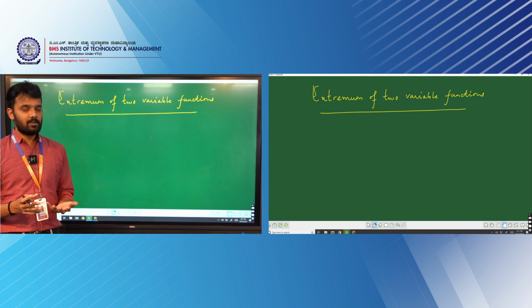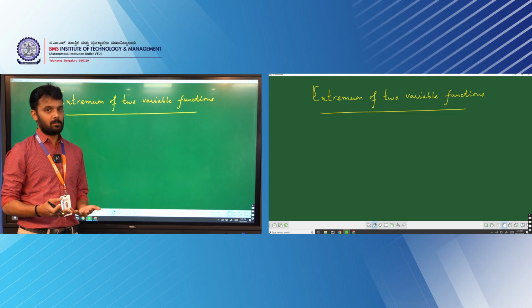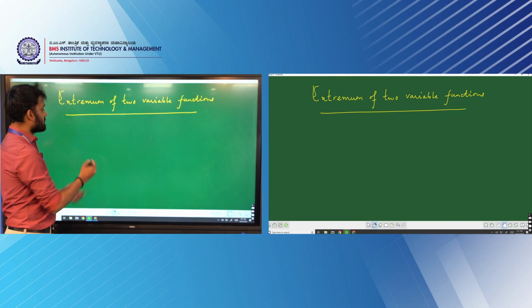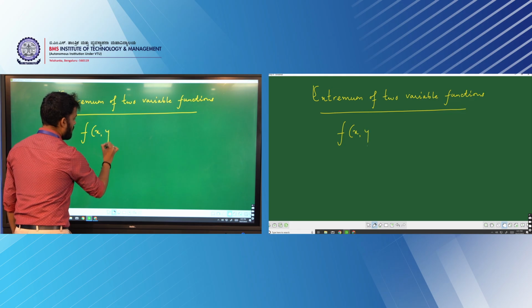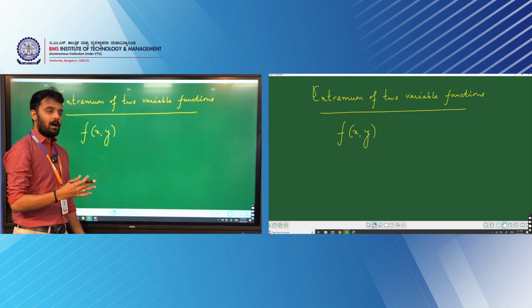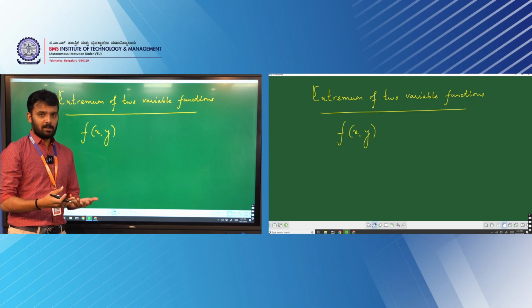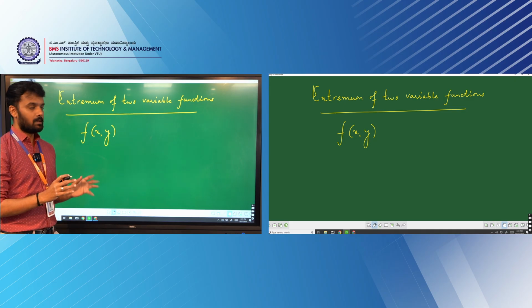In today's class, we are going to learn how to find these extreme values of a function of two variables. Let us consider a function which depends on two variables x and y. Today we are going to learn the procedure to find the maximum or the minimum, or sometimes there might be neither a maximum nor a minimum. We are going to study all such scenarios today.